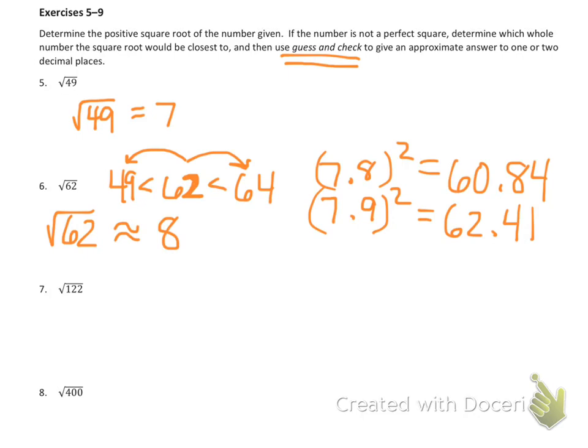Now it says give an approximate answer to 1 or 2 decimal places. So this is to 1 decimal place, but I'm going to go one more. I'm going to go a little bit smaller and see how close I can get. 7.8. See, is it closer to 7.8 or closer to 7.9? Closer to 7.9, so I'm going to go 7.87 squared. 7.87 squared.